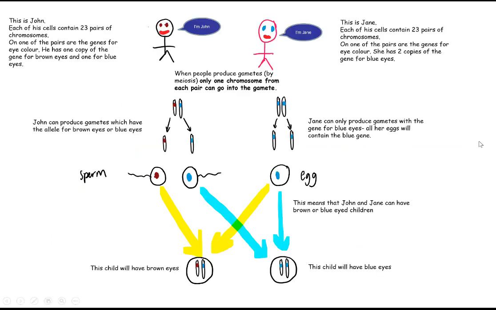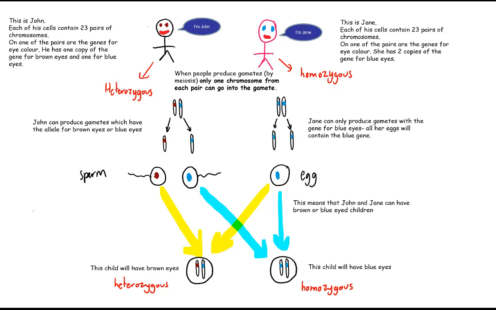So if we look at this example, John contains an allele for brown eyes and an allele for blue eyes. So we say that John would be heterozygous. Jane contains 2 blue-eye genes, so she would be homozygous. This child has 1 brown and 1 blue-eye gene, so they would be heterozygous. And this child will have 2 little blue ones, so it will be called homozygous.